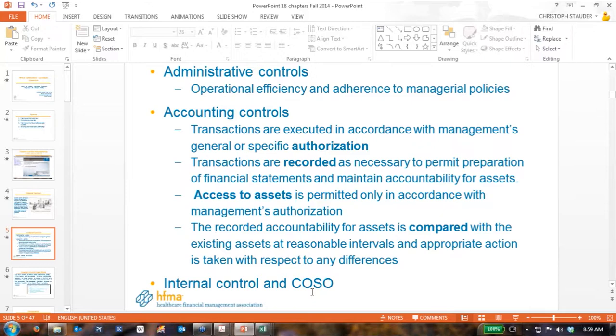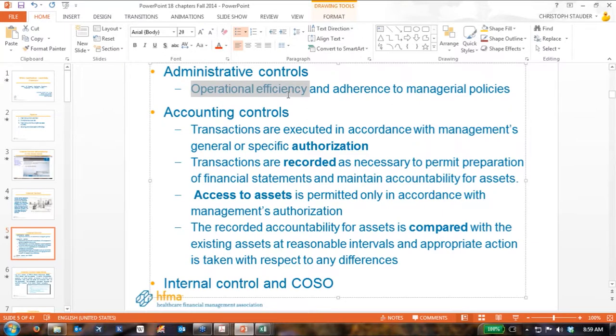Internal controls are further divided into two classes. Administrative controls, that's where the efficiency and the policies come in, which we just saw on the prior page. Those are administrative controls that have a sort of higher level import. The accounting controls are the bread and butter of internal controls because they control the thousands and millions of transactions that occur in an enterprise. And transactions need to be controlled in four different ways.